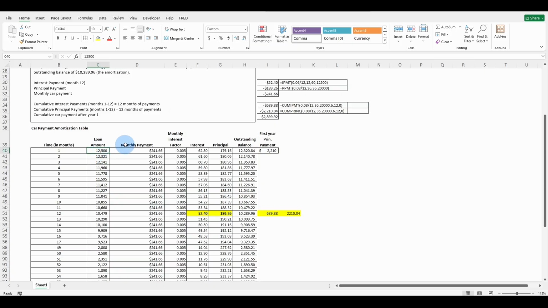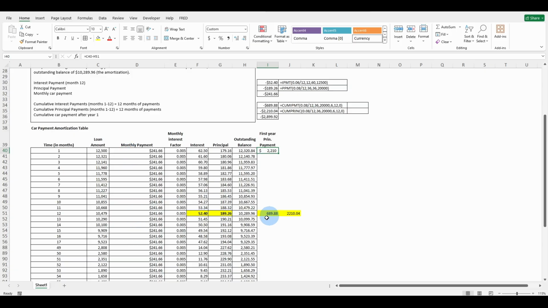You're going to take your 12.5, you have your monthly payments. We're going to break this down into the interest rate. So our monthly interest rate factor is going to be 6%. That's the annual. We're going to divide that by 12. This is monthly. All we're going to do is take this E40, that's going to be your factor, times C40. This is the loan amount. So $62.50 is your monthly interest. All you're going to do is subtract this $62.50 from the $241. We're going to get a principal reduction of $179.16, and you're going to subtract that from 12.5. Then your first year interest principal is C40 minus H51.